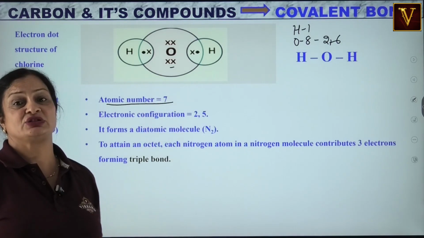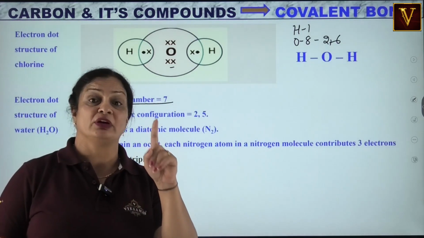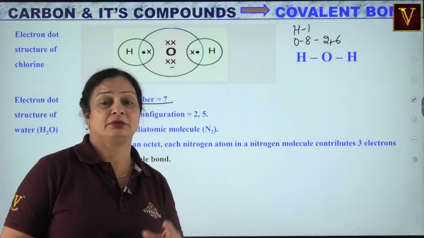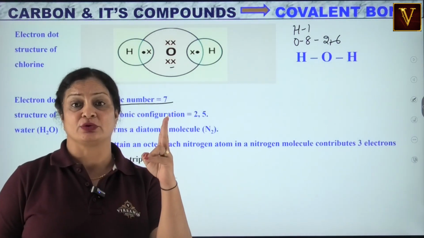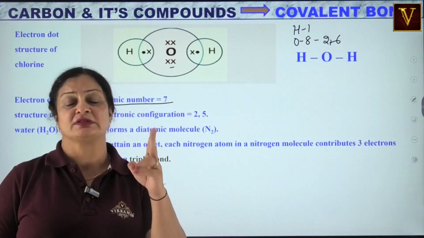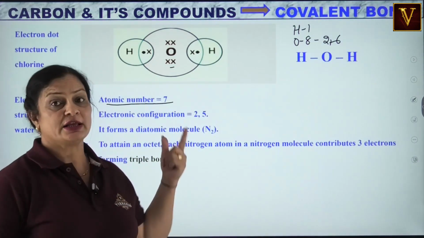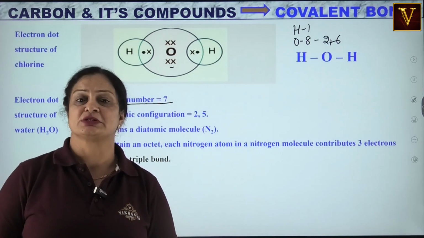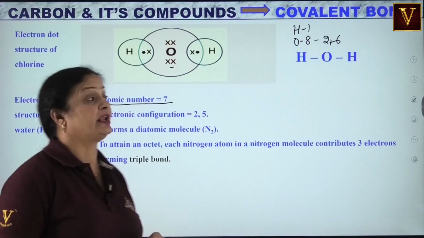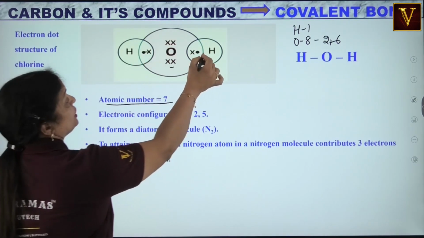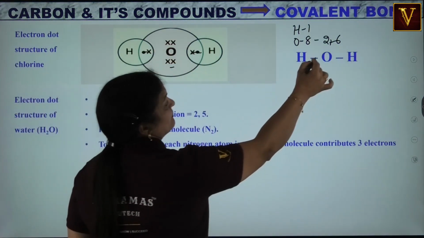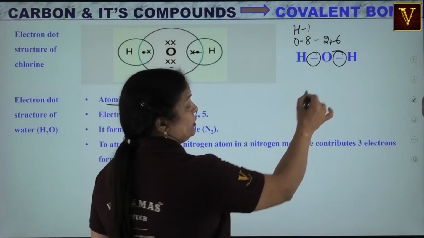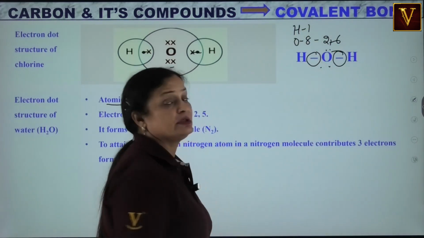So oxygen shares 1 electron with each hydrogen atom. In this way, each hydrogen atom now has how many? 2 electrons. But the oxygen atom has 6 plus 2, 8. In this way, all the atoms complete their outermost shell and attain noble gas configuration. In this way, two single bonds form in the H2O.